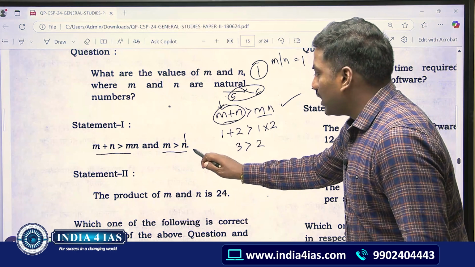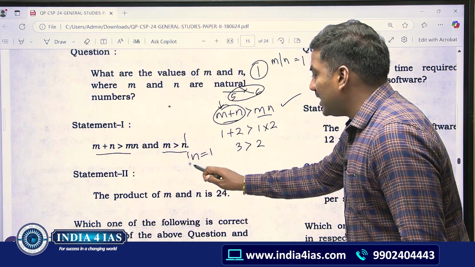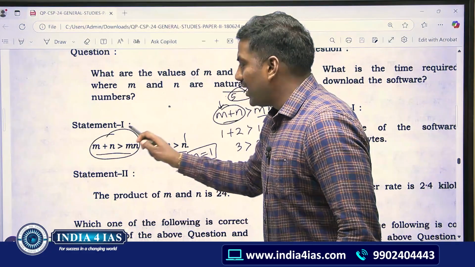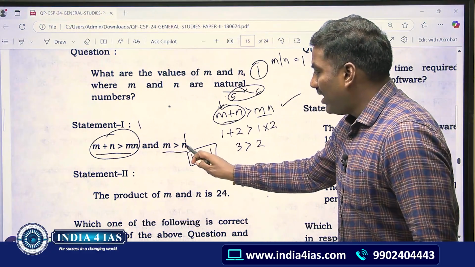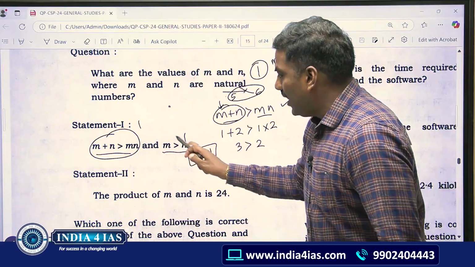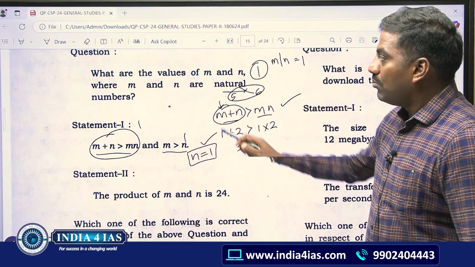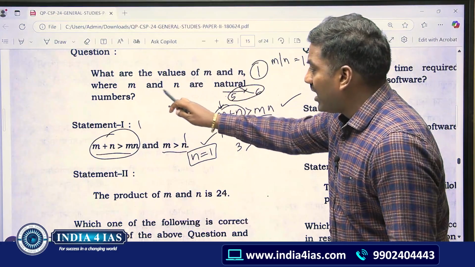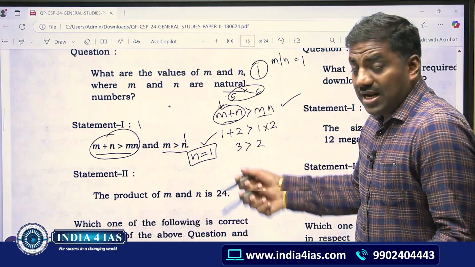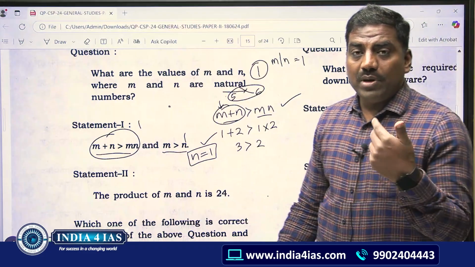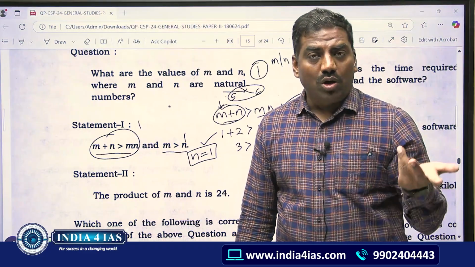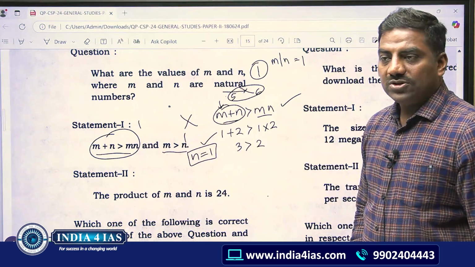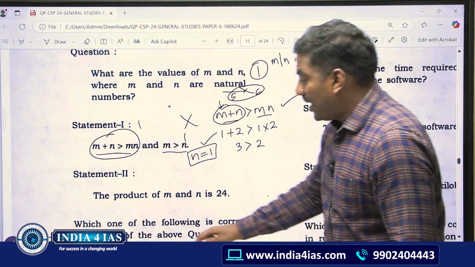So what conclusion have we drawn here? n is equal to 1. That's it. I don't know about m. Among these two, one has to be 1, but when m is greater than n, definitely n is equal to 1. This is what I know. But can I answer this question? Look at the question now: what are the values of m and n? n is equal to 1, but m can be anything: 1, 2, 3, 4, 1 lakh, 1 crore. I don't know. So statement 1 alone cannot answer my question.